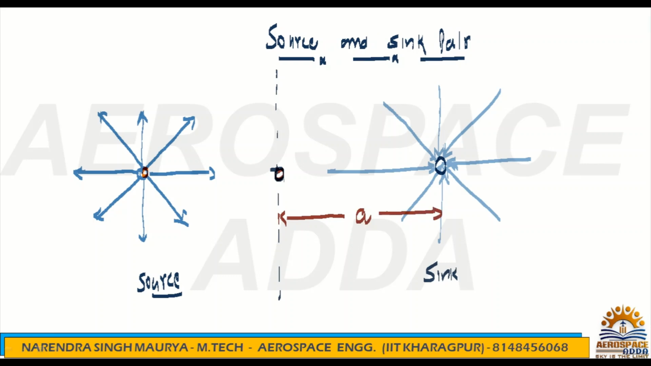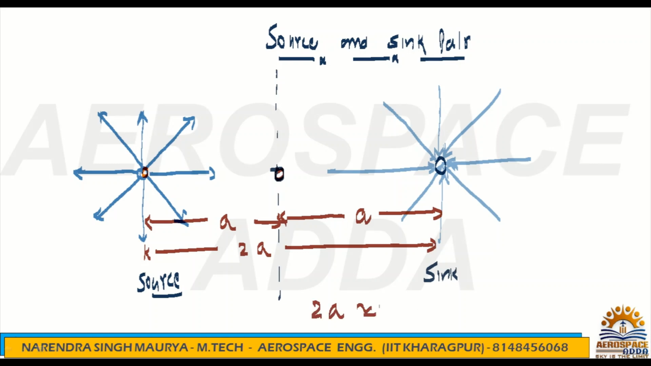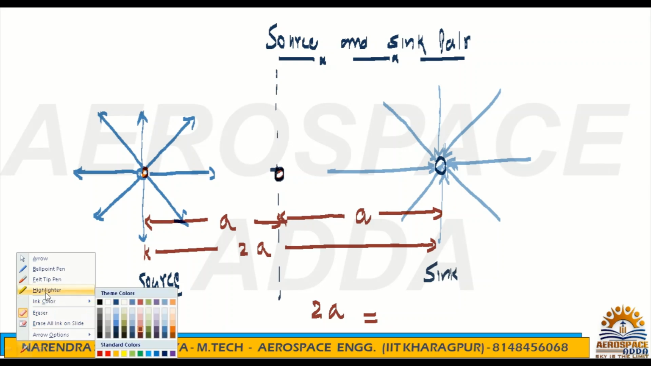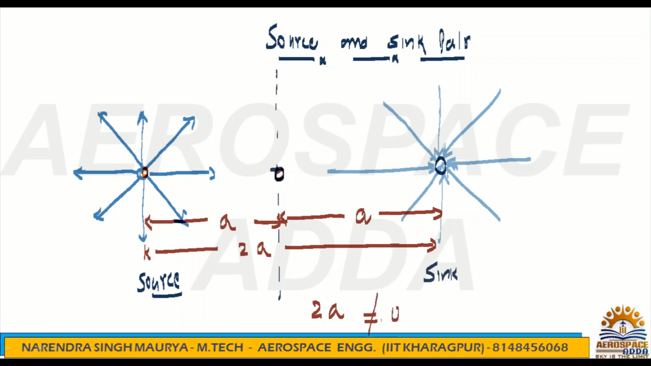Okay, and similarly from point O, the location of the source is again A, meaning equal distance but finite distance. What is the total? The total is 2A. So 2A is a finite value which is not equal to 0. Always remember that it's a finite value, not equal to 0. 2A is the finite distance. It is not going to be 0, meaning it is not very close.